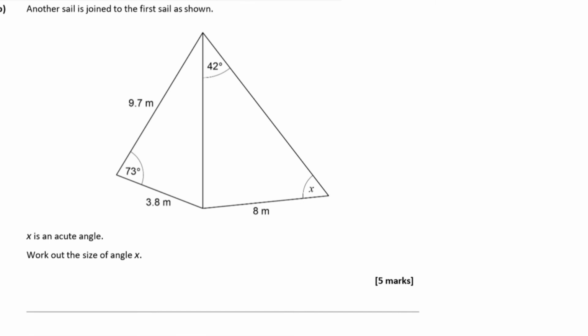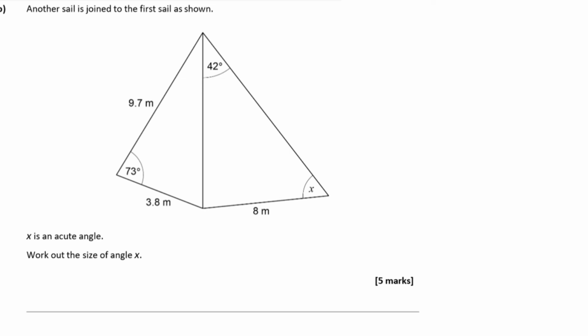In part B, we're told that another sail is joined to the first sail as shown. So the original one was on the left, and they've added this new bit on the right. So x is an acute angle. Work out the size of angle x down there. Now, these are non-right angle triangles, and when you're doing non-right angle trigonometry, you need 3 things to work out any 4th thing.